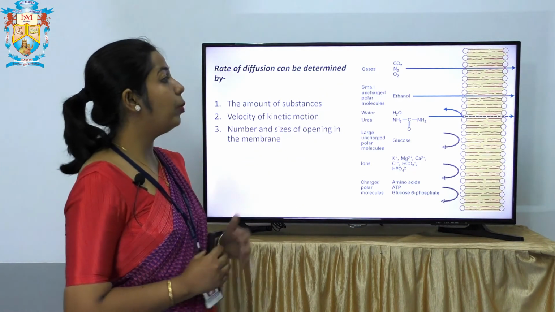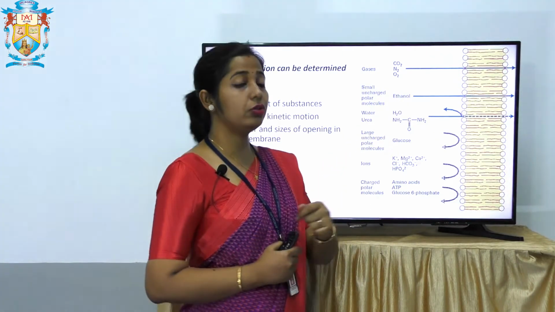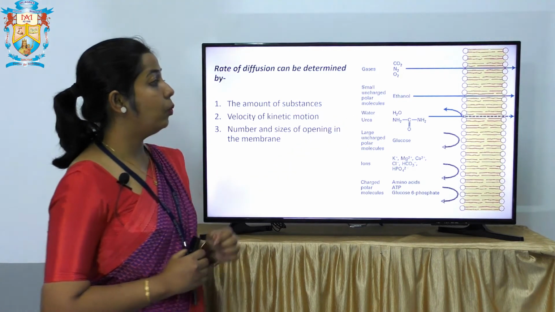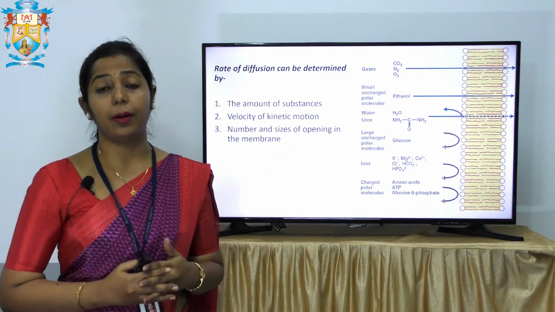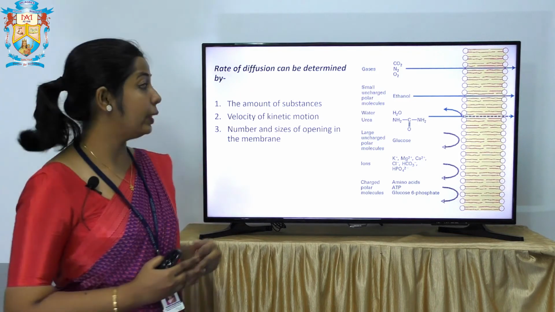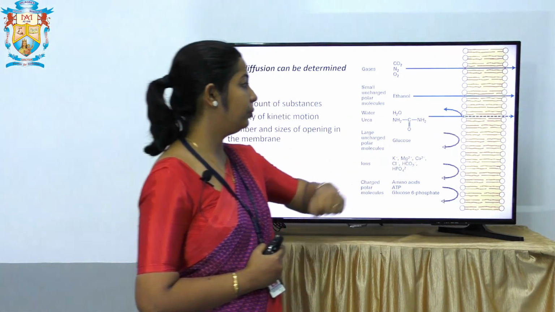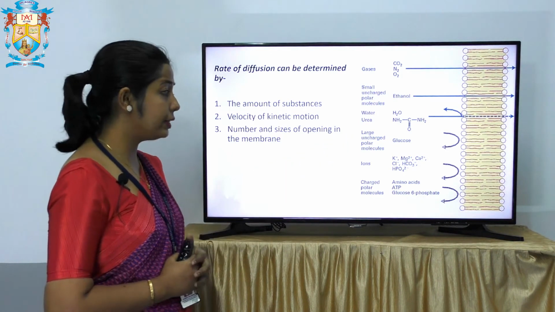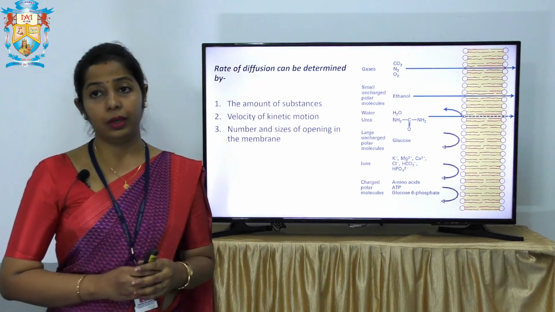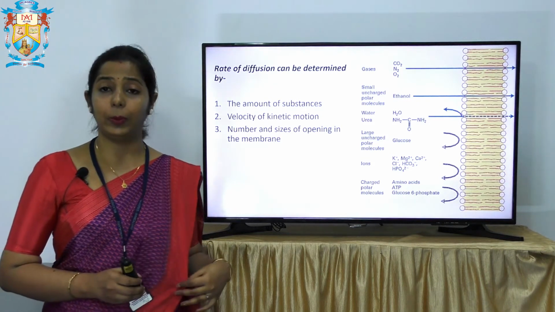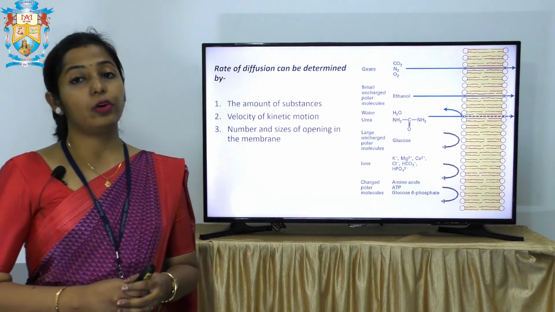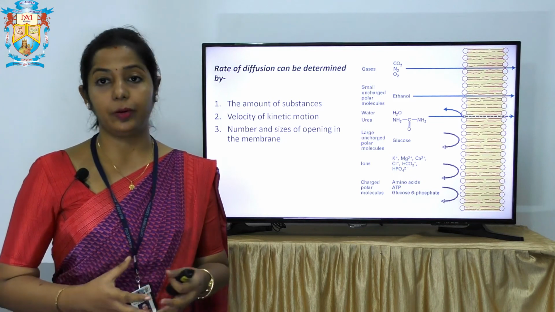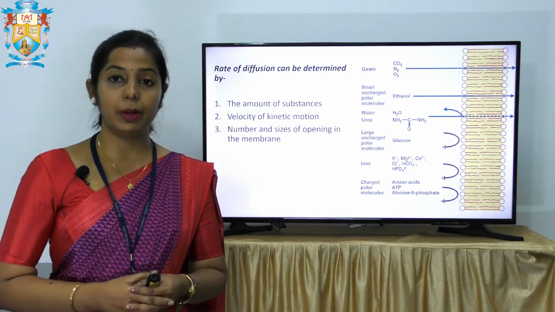Small uncharged polar molecules like ethanol can also diffuse across the membrane. Whereas water is a polar molecule and the lipid membrane is non-polar, so it cannot cross the membrane easily. Large uncharged polar molecules like glucose, some ions like potassium, magnesium and calcium, and charged polar molecules like amino acids and ATP cannot cross the membrane directly. So, they require some carrier protein or channel protein to cross the membrane.